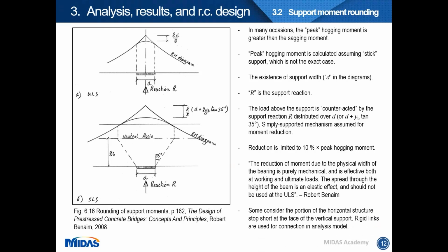Another approach for reducing the support reaction is simply considering the horizontal component to stop short at the face of the support. So the moment at the horizontal component will be even less than the rounded negative moment, so even less conservative. What kind of treatment to use is actually up to the designer himself or herself. But I think this kind of reduction is very useful in getting our design more optimum and efficient. So that's why I want to share this content here.